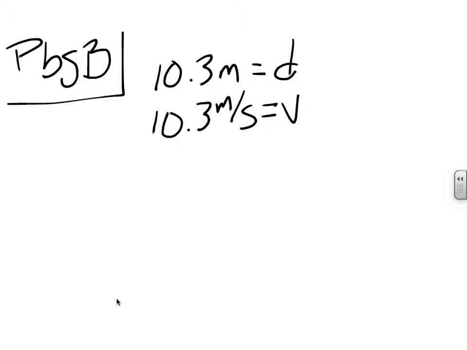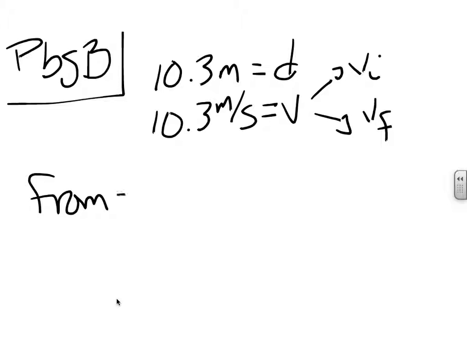Now we have two different velocities to choose from. We could have a v initial or we could have a v final. You have to look and read the thing to figure out which one is which. If we go from something, then that's always going to be your v initial. If we're going to some number, that's always going to be your v final. So you got to look for things like that.